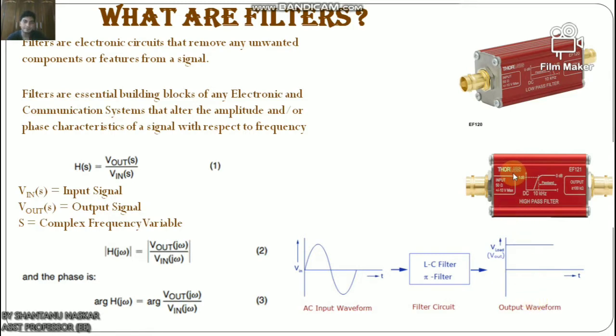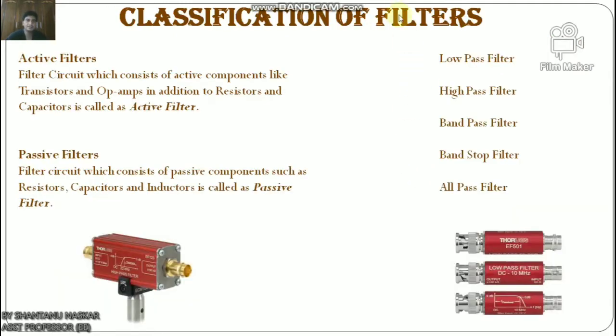If we classify filter circuits, filters are mainly classified into two types. Active filters: a filter circuit which consists of active components like transistors and op amps in addition to resistors and capacitors is called an active filter. And what is a passive filter? A filter circuit which consists of passive components such as resistors, capacitors and inductors is called a passive filter.